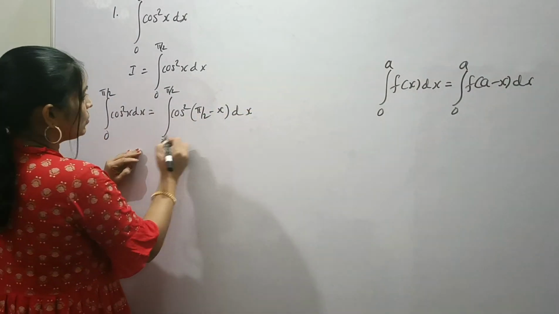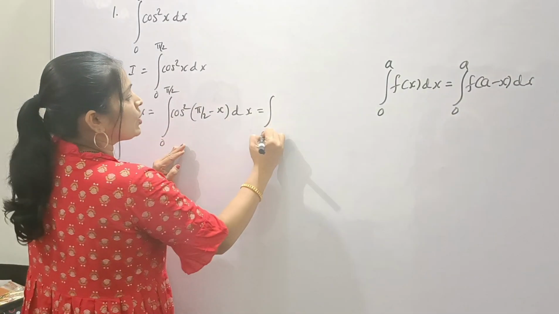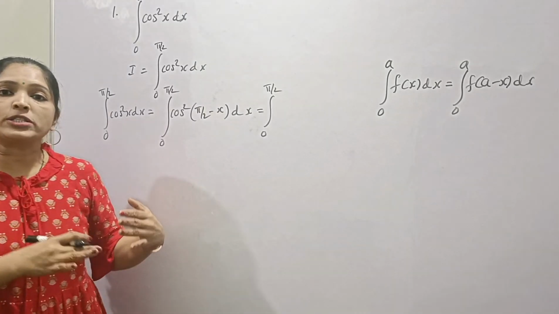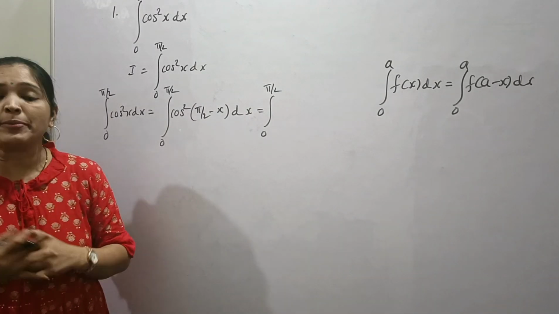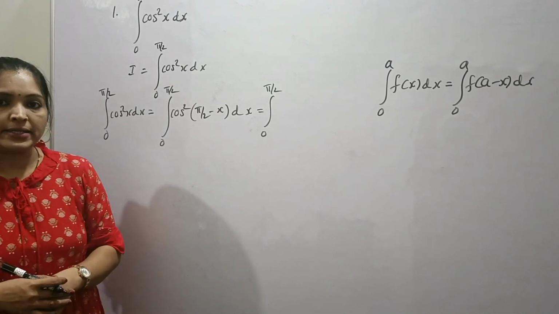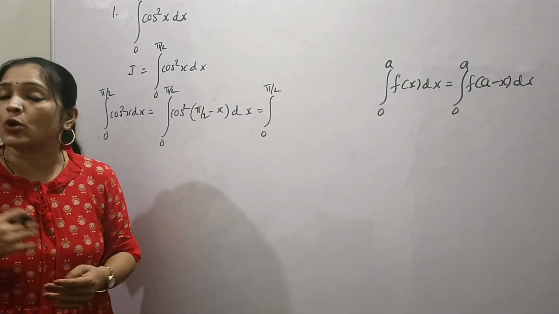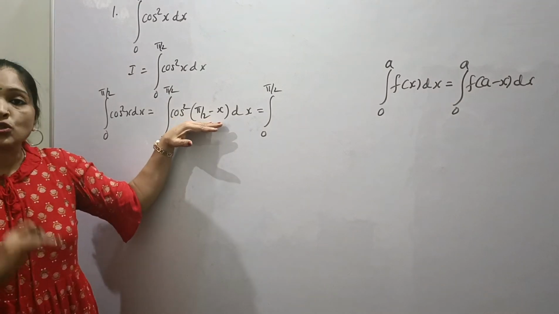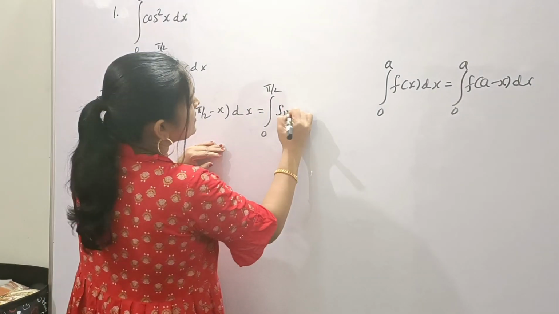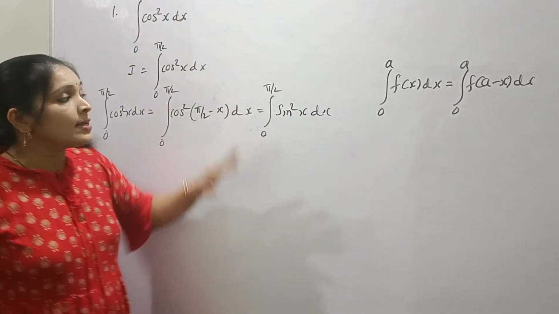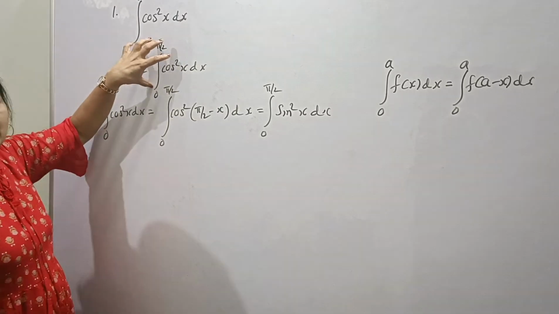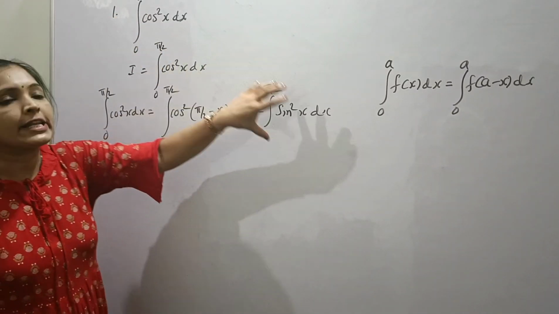Now what is it? Integral 0 to pi by 2. What is cos square pi by 2 minus x? What is cos pi by 2 minus theta? What is cos 90 minus theta? Sin theta, right? That is, cos pi by 2 minus theta is sin theta. Cos square pi by 2 minus theta is sin square theta. So here cos square pi by 2 minus x is sin square x dx. What is it? It's also I, because we have got it from this integral, right? It is I, therefore it is also I.